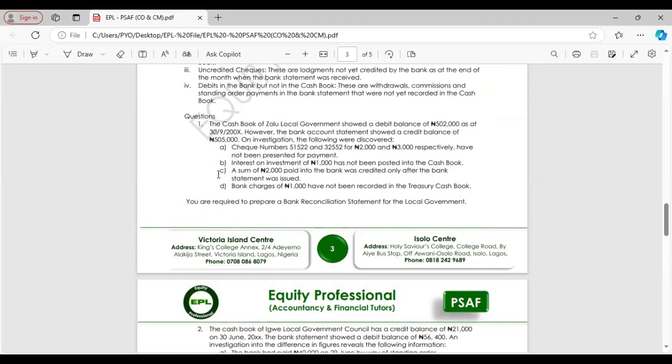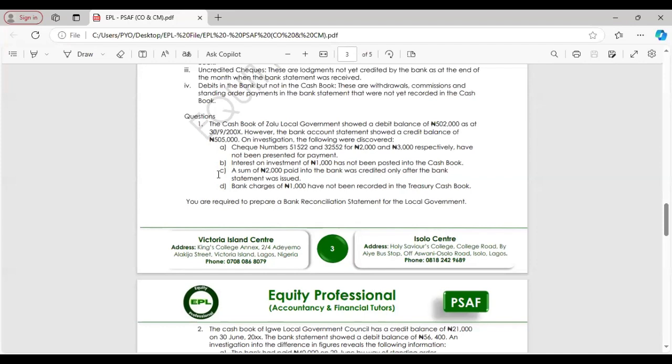The cash book of Zulu local government shows a debit balance of 105 as at 30th November 2008. However, the bank statement shows a credit balance of 505, which means the account does not balance. On an investigation, the following were discovered. Check number 51522 and 32552 for 2,000 and 3,000 respectively have not been presented for payment.